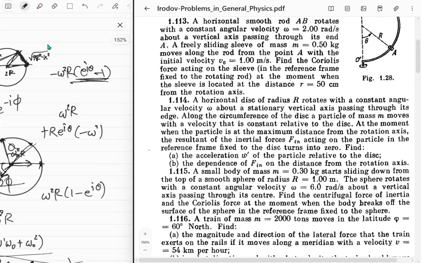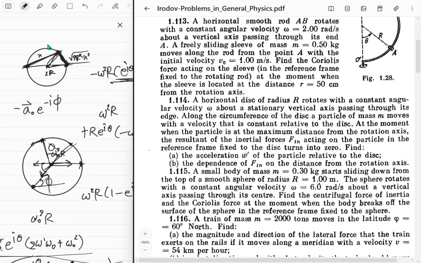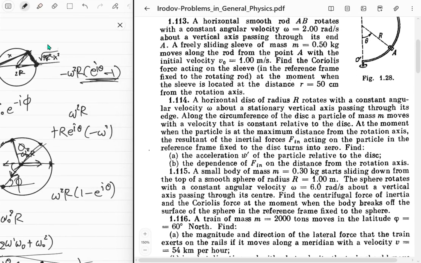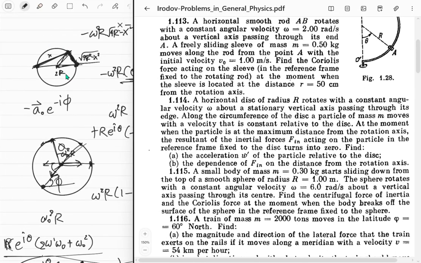And look at that. This guy is just that vector. It's just perpendicular to this vector, yes, and it has the magnitude of this thing. So your inertial force added up is just negative omega squared r times the square root of 4r squared minus x squared, where x is the distance from the actual original rotating axis. Yes, and its direction is just like here.